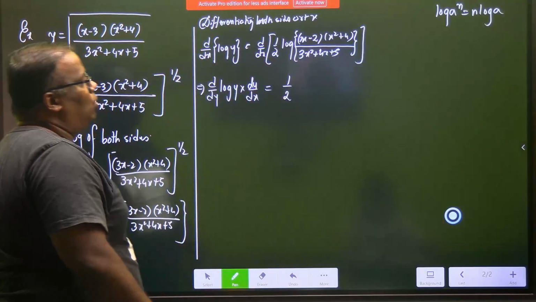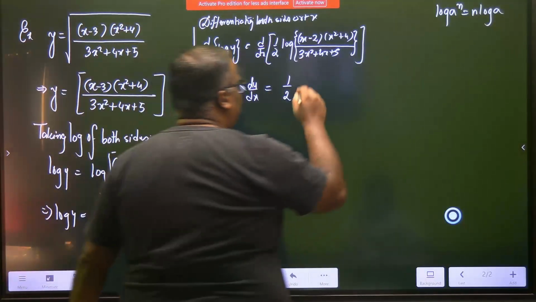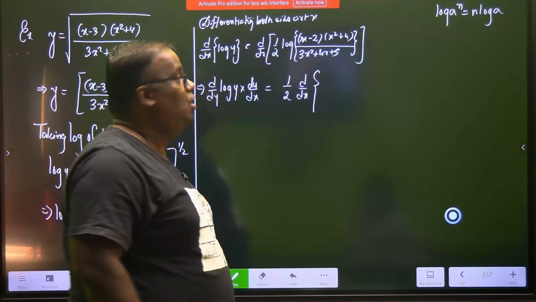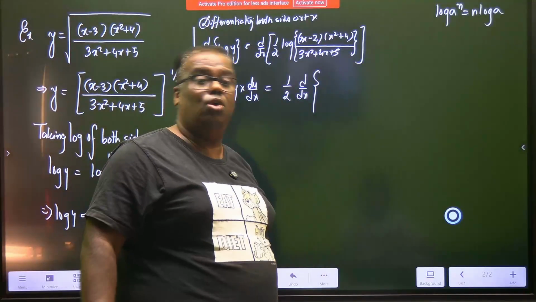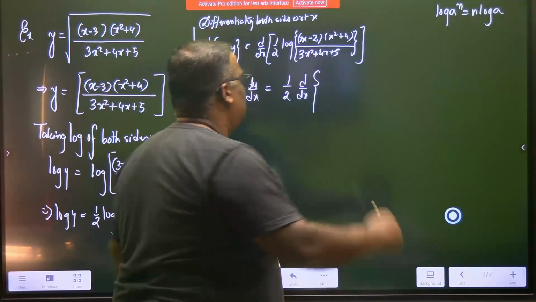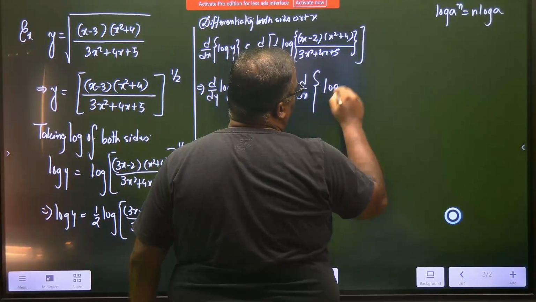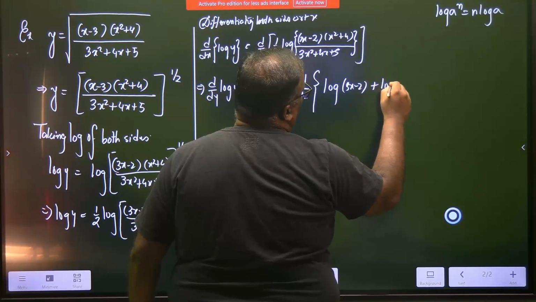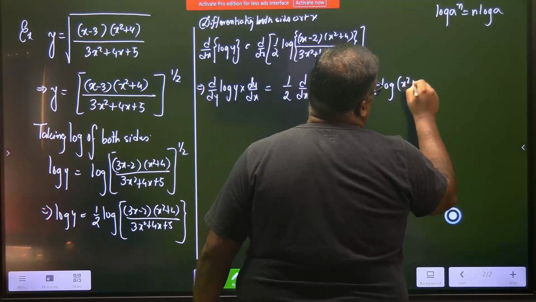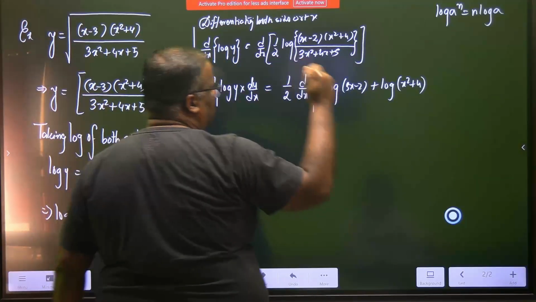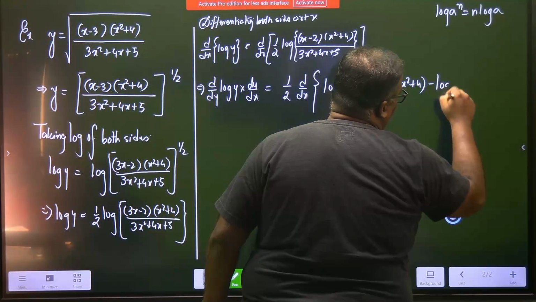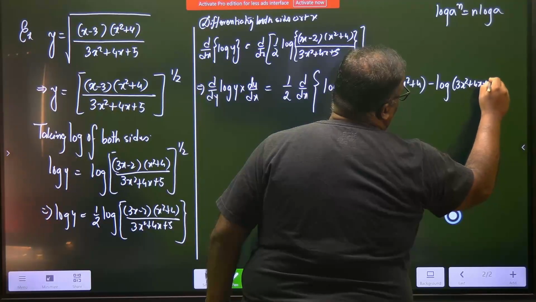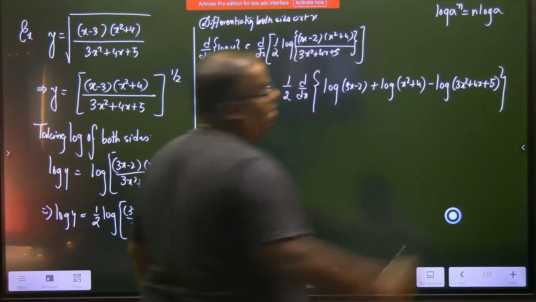Okay, now look. Now can I write it like this? d dx. Here we will use log rules. Log of a into b is log a plus log b. So I can write log of 3x minus 2 plus log of x square plus 4, and this whole thing is being divided, so I can write minus log of 3x square plus 4x plus 5. Children, just see this step. Have you understood this thing?